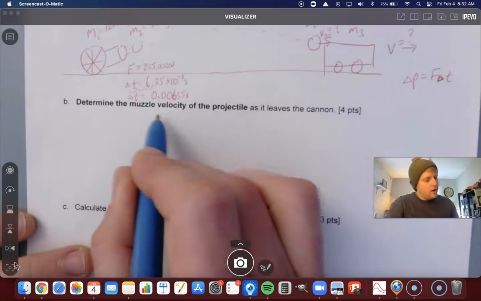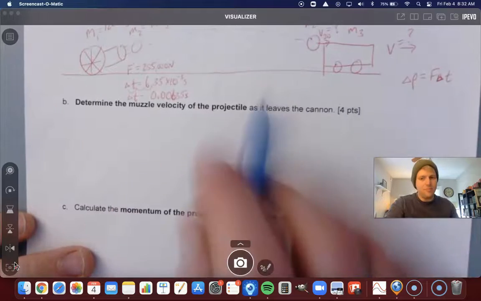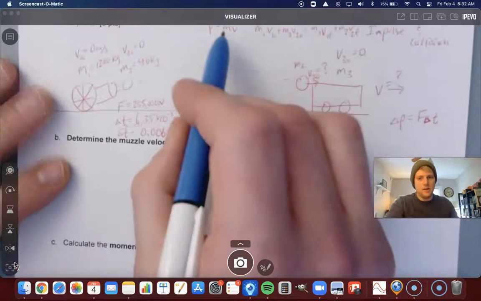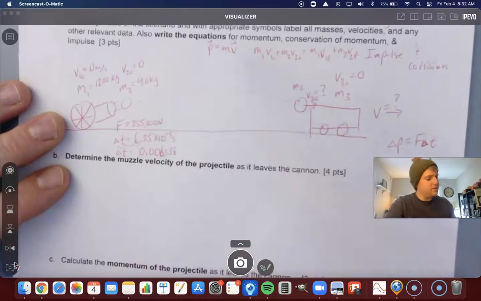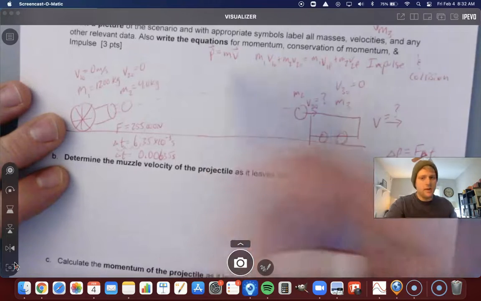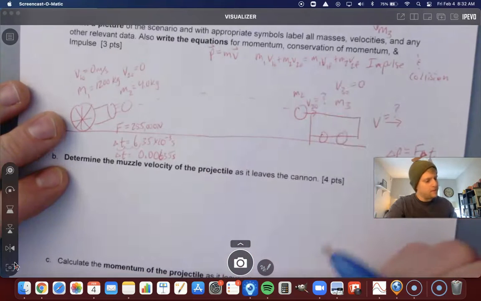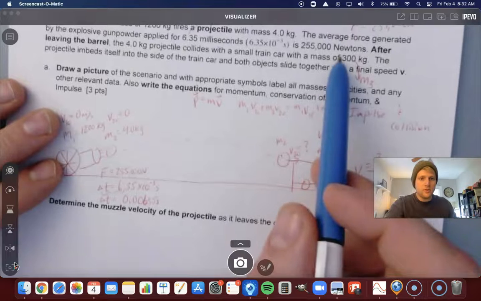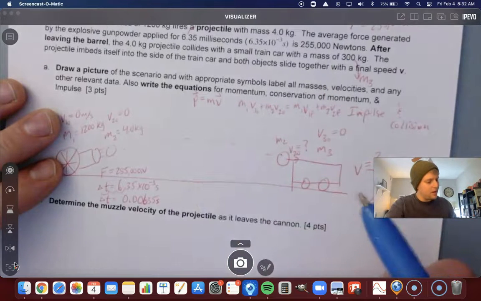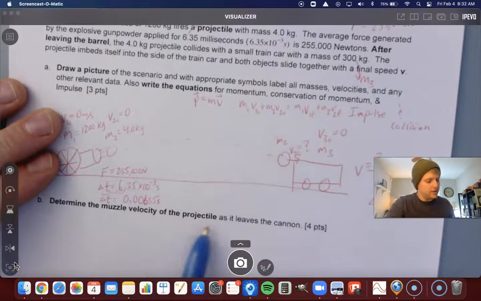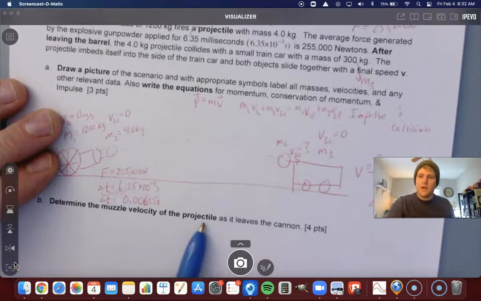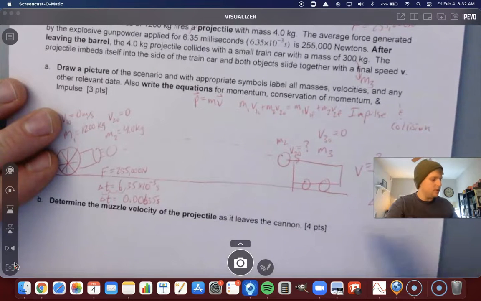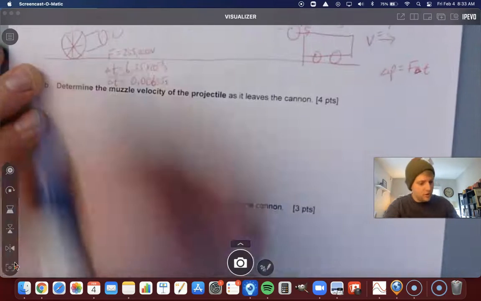Now, velocity, that's going to make us think probably that it's going to be the momentum equation, because you've got V sitting right there, or maybe it's going to be conservation of momentum. The trick is that we know the force, and we know the time, and it's just asking about the muzzle velocity of the projectile, which actually makes me think that we're going to use the impulse equation, because the impulse equation is a little bit sneaky. Let me show you what I mean.